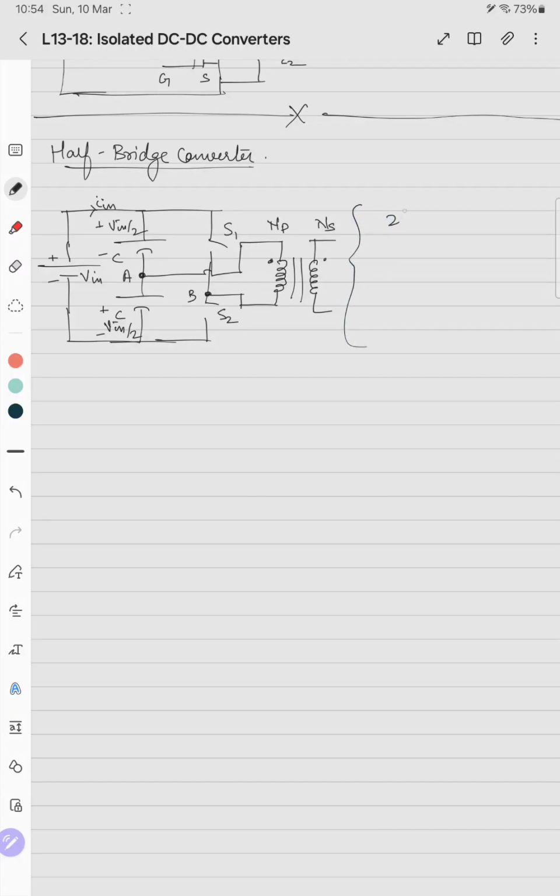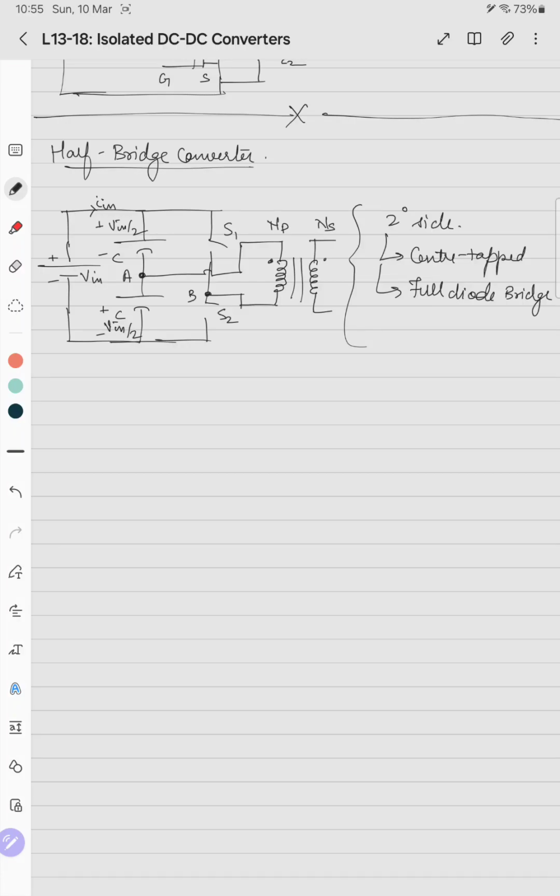So here I'll write the secondary side. The secondary side can be either center tapped configuration, or it can be full diode bridge configuration. Just like in the case of the push-pull converter, we saw that the secondary side can have either 2 diodes with the center tap transformer secondary winding, or it can have 4 diodes, which is a full bridge diode rectifier with a single secondary winding, no center tap winding.